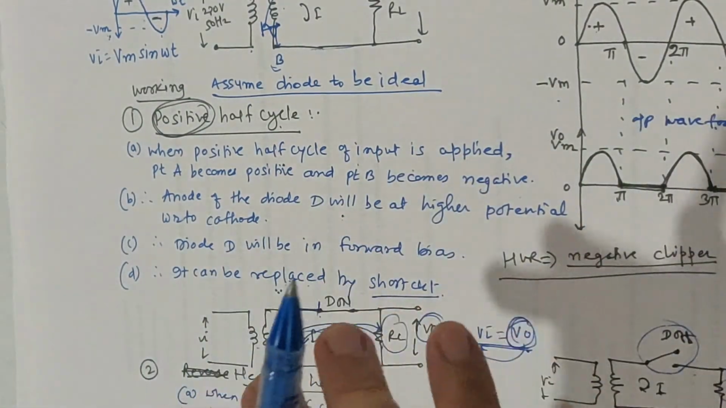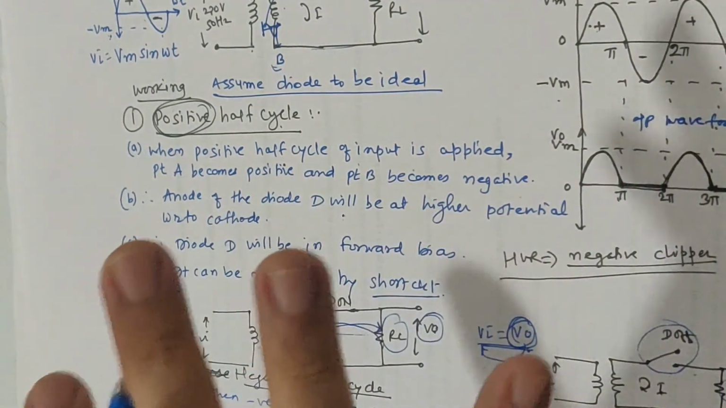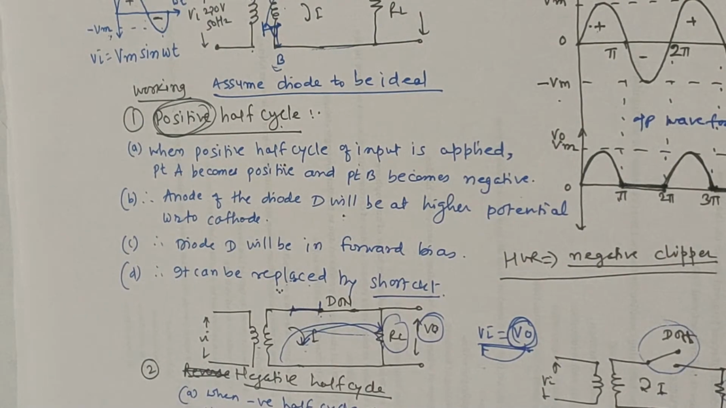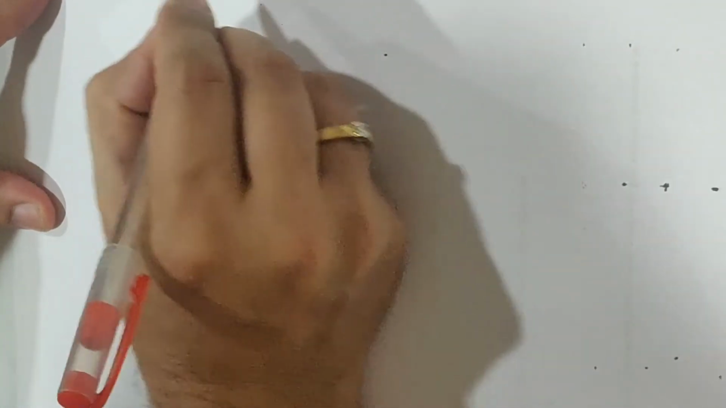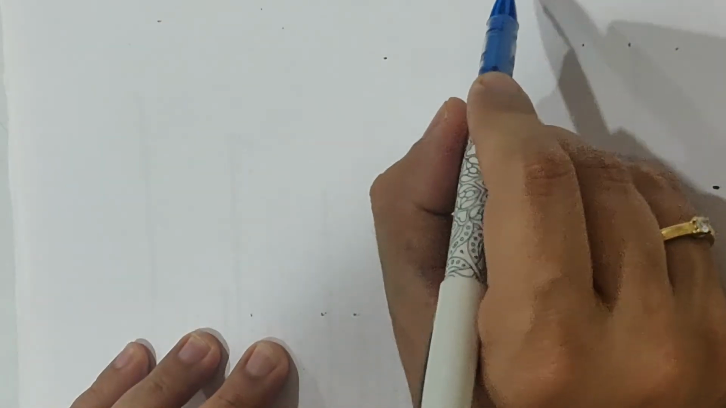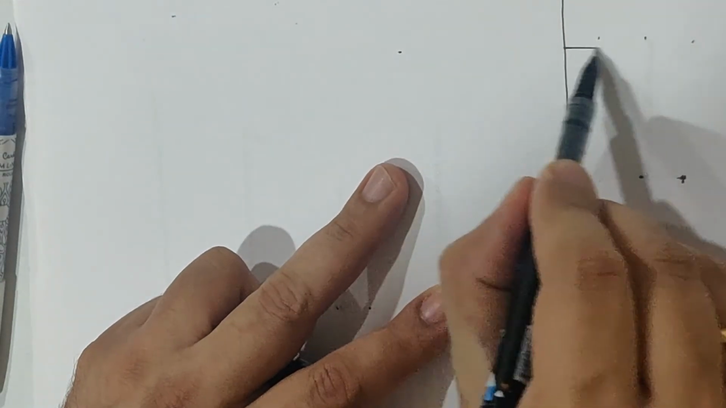So let's go for the analysis of half wave rectifier and see how mathematically we can analyze the working of the half wave rectifier. So let us start with the analysis of half wave rectifier. For the analysis, I will be in need of the waveforms. So let us again draw the input and the output waveforms, because we will be in need of them when I will be analyzing this.